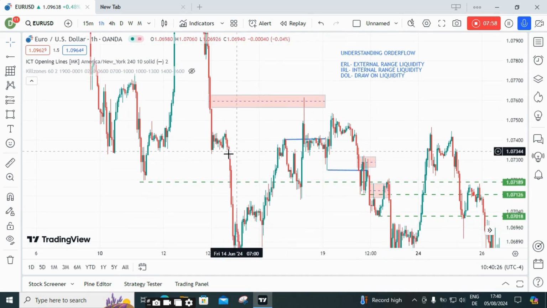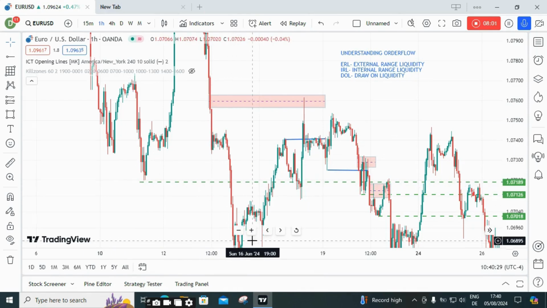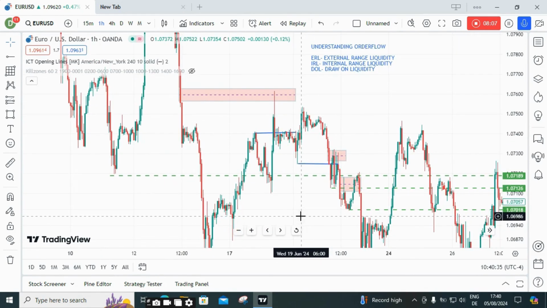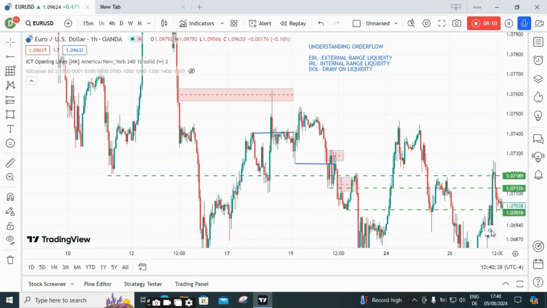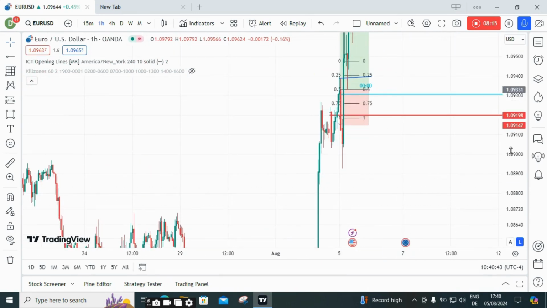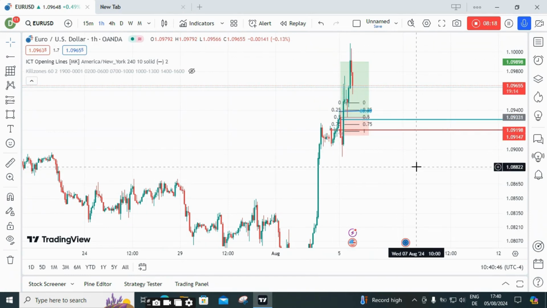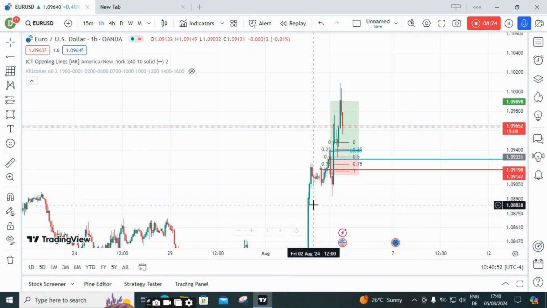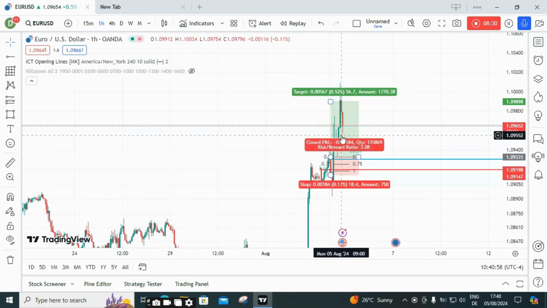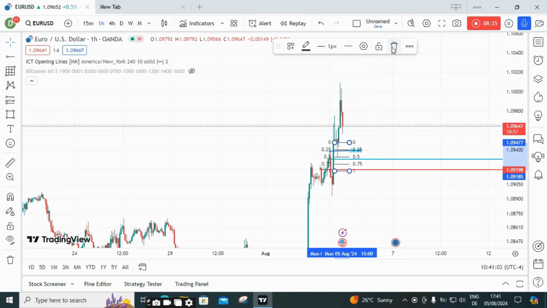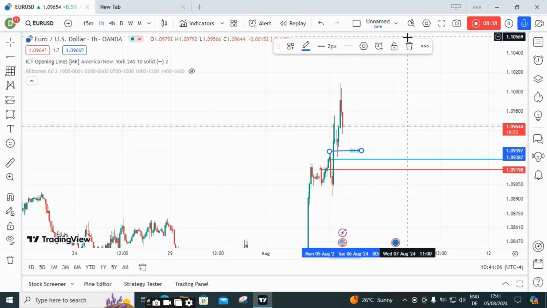So we clearly see that price is taking lows or highs and seeking internal range liquidity in order to move in its intended direction. I want to show you an example of a trade that I took today on the Euro USD, which played out perfectly using this concept that I have just given you. Price was moving higher. It took out the external range liquidity and started seeking internal range liquidity. Let me get off this so that we can see the market clearly.